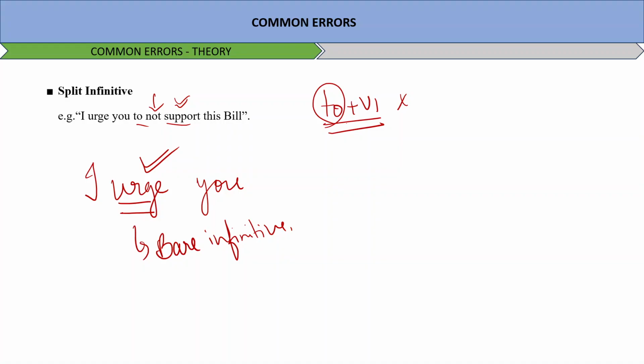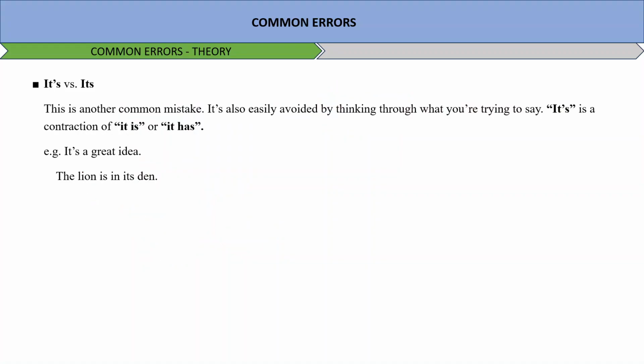Now moving on to the next one, its versus it's. This is another common mistake. It's with an apostrophe is also easily avoided by thinking through what you are trying to say. It's with an apostrophe s is a contraction of "it is" or "it has." It's a great idea. The lion is in its den.